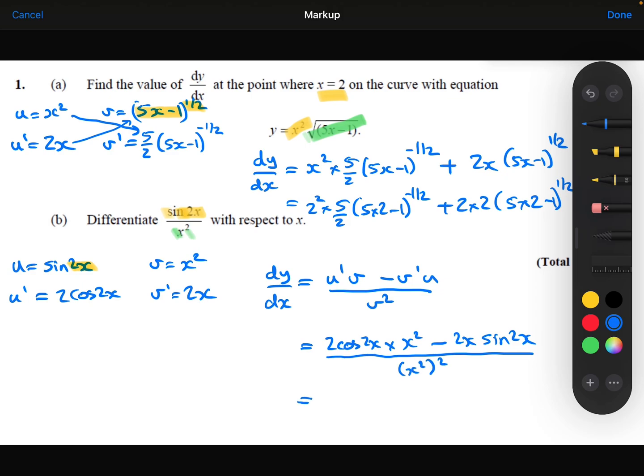Which I can do a little bit of simplification here. The first term will become 2x squared cos 2x minus 2x sine 2x all over x to the power 4. And we can see, the question doesn't tell us to, but we probably should as good mathematicians, do a little bit of simplification here. We can cancel the x here, one of the x's there and one of the x's there, to get this. This is our final answer.